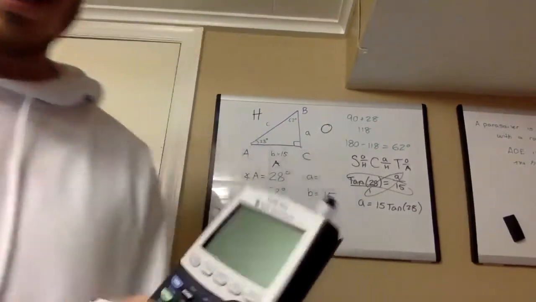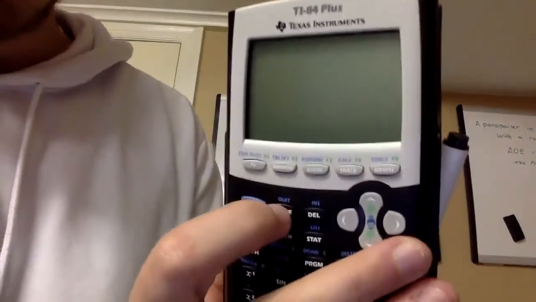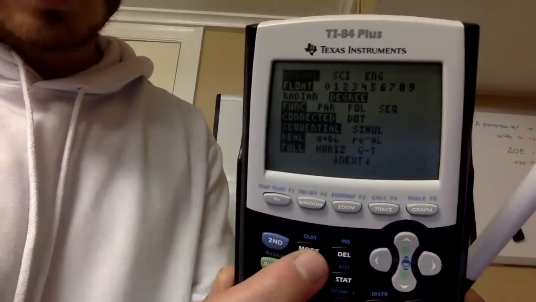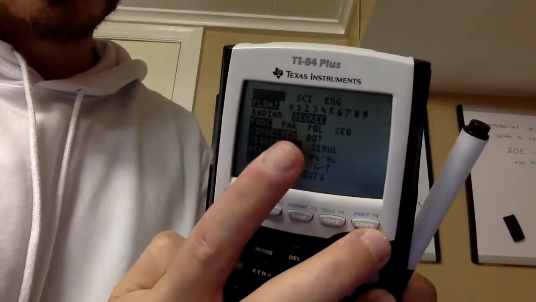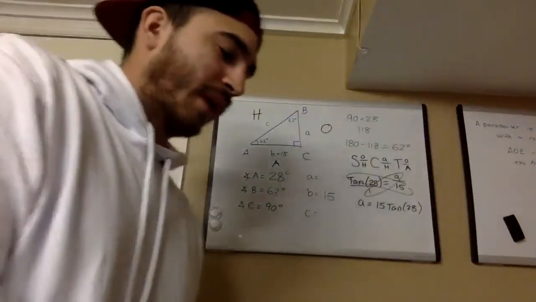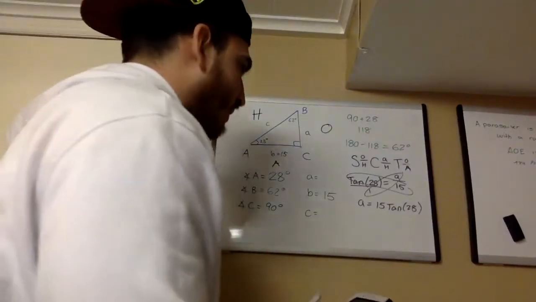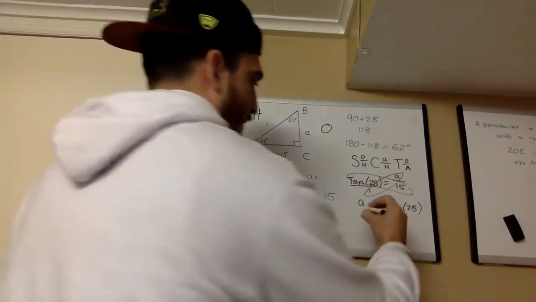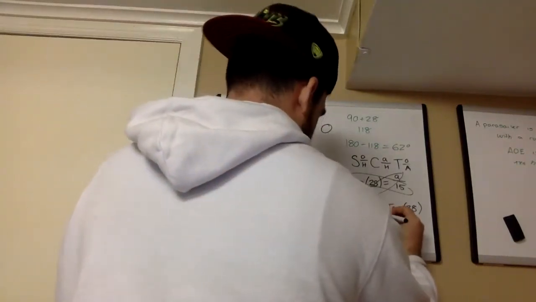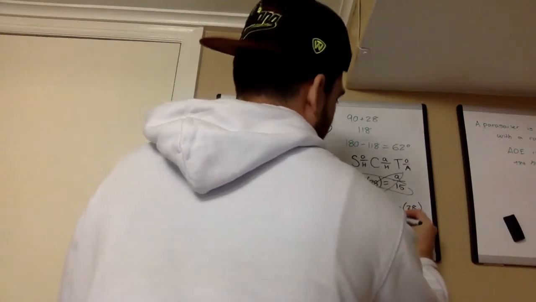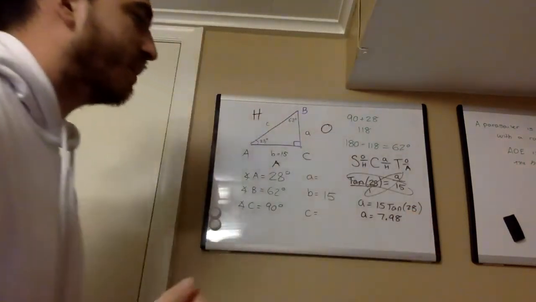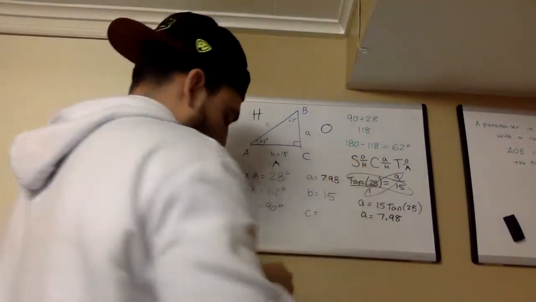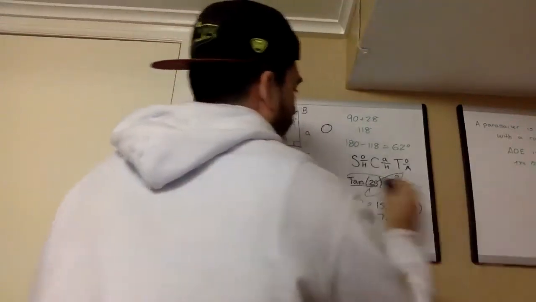I'm just going to remind you guys again, make sure that you go to mode in your calculator. So let me turn it on first. Go to mode and make sure that it is in degrees. It should not be radians, it should be in degrees. So now if I put this into my calculator, 15 tan of 28, I'm going to end up getting a is equal to 7.98. I'm just rounding to the nearest hundredth, so a is going to be 7.98.